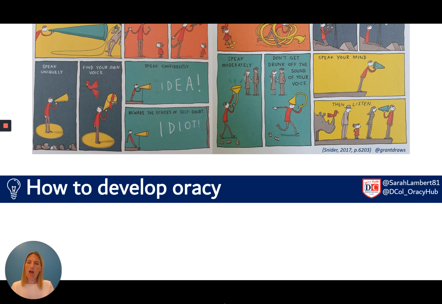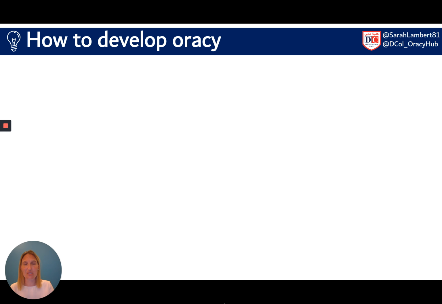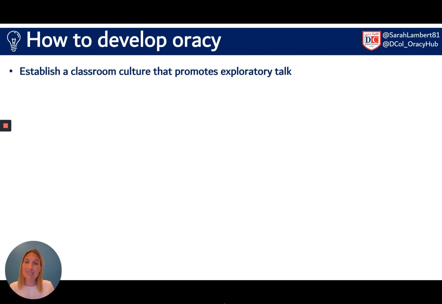Okay, so how do we develop oracy if it's so important? Firstly, it's about establishing a classroom culture that promotes exploratory talk. It needs to become a mindset that you are going to make talk the core of your classroom. If you do believe it is the sea upon which reading and writing float, or the skill that they need to become better human beings, then you need to promote it.